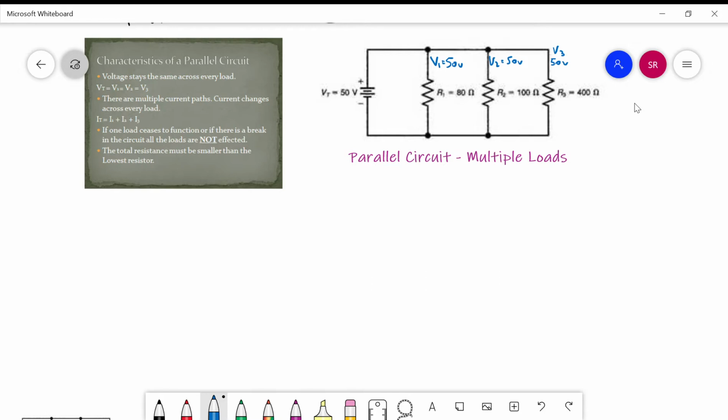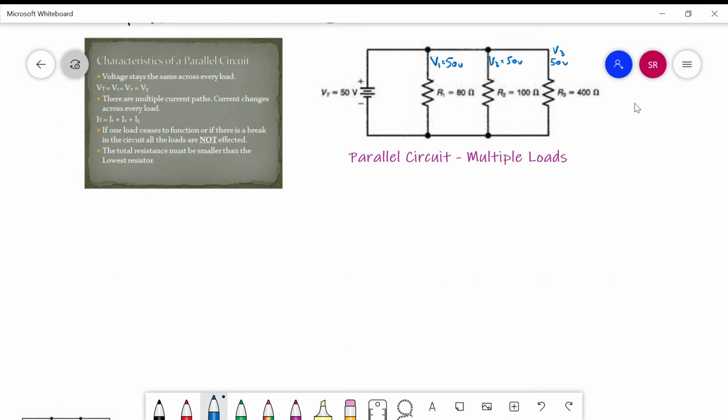And the current will be different, right? Current will be different based on the resistance. The higher the resistance, the lower the current, and the lower the resistance, the higher the current. So just by looking at these loads, I can tell that since R1 has the lowest resistance, I1 will be the highest compared to I2 and I3. And since R3 is the highest resistance, I3 will be the lowest of all the currents.